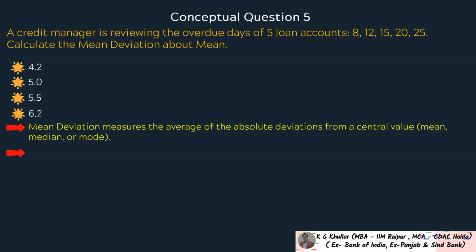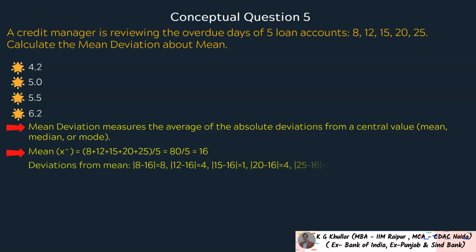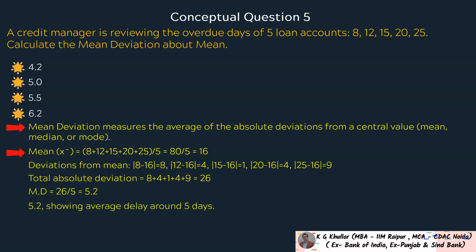Now in this question, we need to find the mean deviation about the mean. So let's first find the mean, that is x bar, which is (8 plus 12 plus 15 plus 20 plus 25) divided by 5 equals 80 divided by 5, which is 16. Then next we will find the deviations from the mean of all the days, which is the absolute value of 8 minus 16 equals 8, then the absolute value of 12 minus 16 equals 4, then next the absolute value of 15 minus 16 equals 1, then next the absolute value of 20 minus 16 equals 4, and finally 25 minus 16 equals 9.